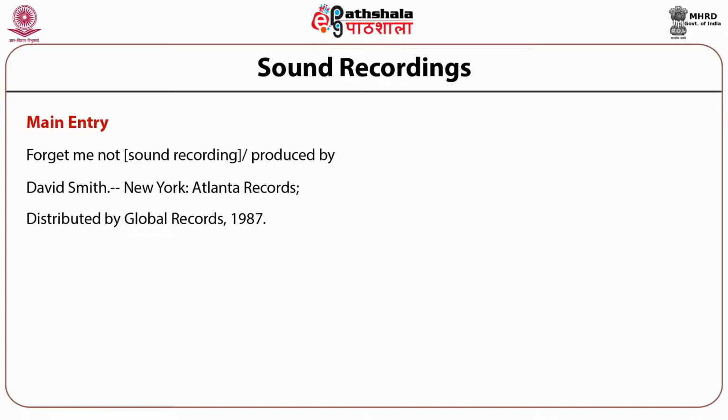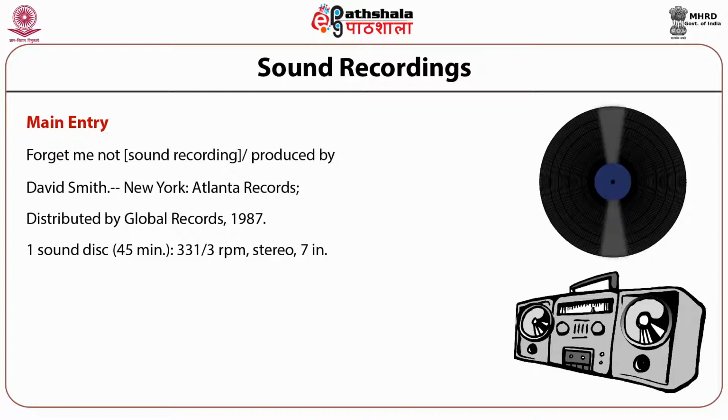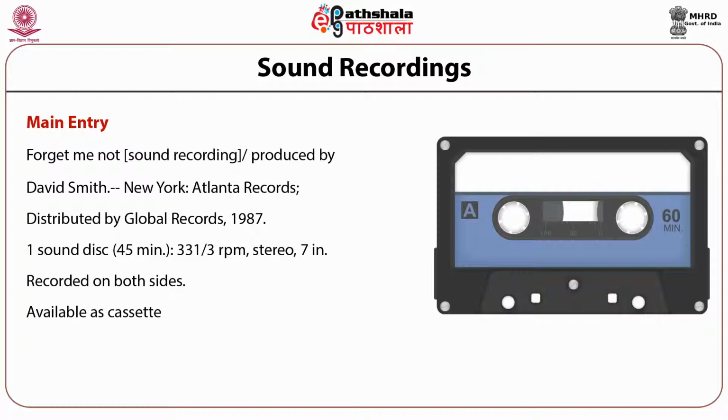Then comes the physical description. In the physical description, what do you write? One sound disc. What is the duration? 43 minutes, it is given. Then colon. What is the RPM? Revolving speed 33 1/3 RPM. It is stereo. Then the dimension is 7 inches. Also it is written that it is recorded on both sides, so you have to write in the note section, recorded on both sides. Also it is given that it is available as cassette. So, you write available as cassette, so that it will be helpful for the readers.